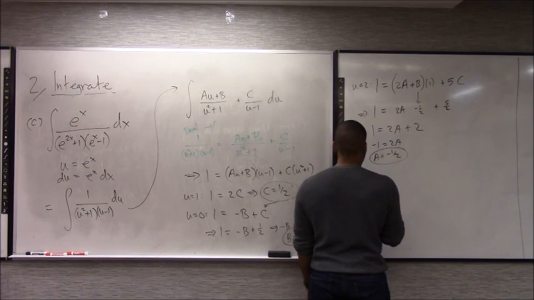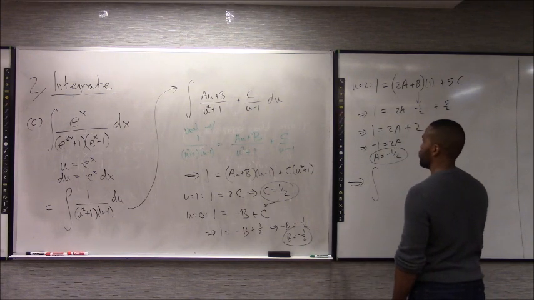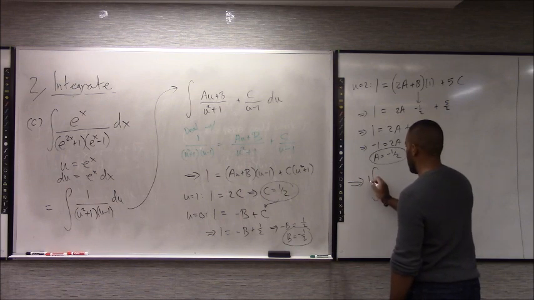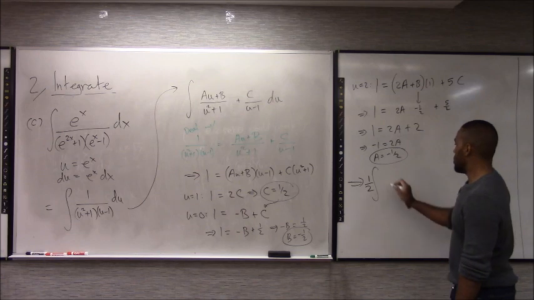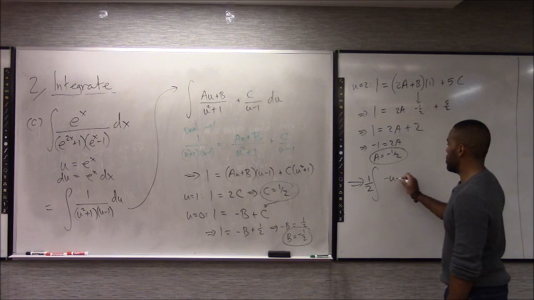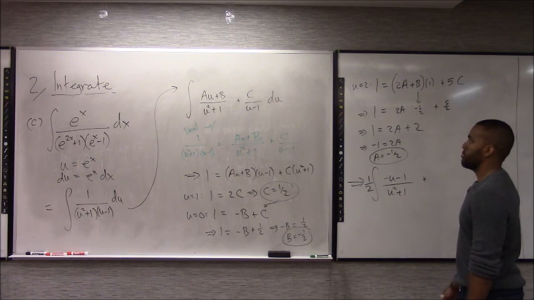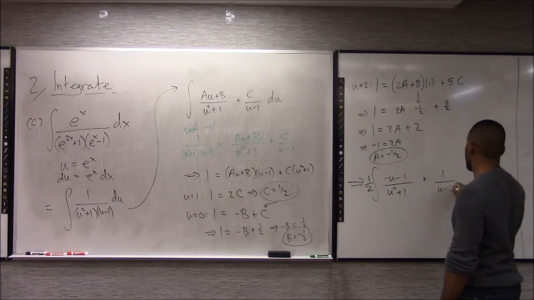So this means my integral now becomes, they're all like halves. So let's actually factor out a half here. And so we'll have minus u minus 1 over u squared plus 1 plus 1 over u minus 1.